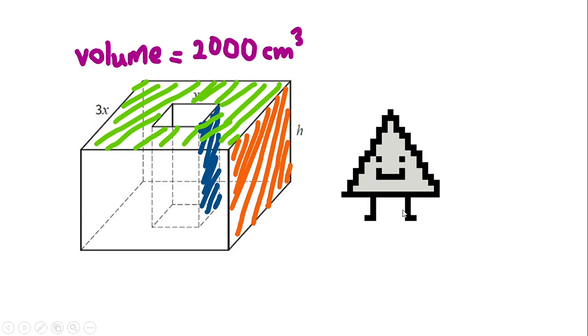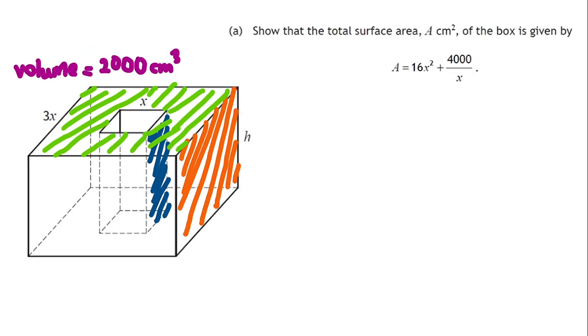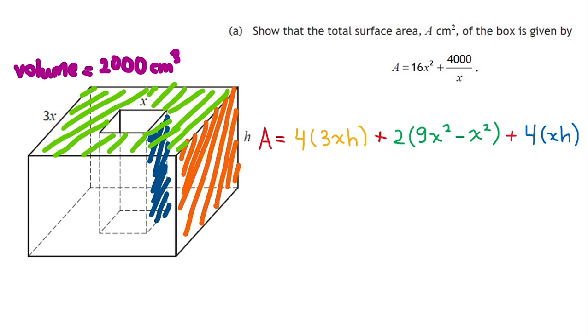4 of the orange shaded sides, which are on the outside, and 4 of the blue shaded sides, which are on the inside. And all of these add up to make the surface area, which is our first question. Show that the total surface area, A cm², of the box is given by A = 16x² + 4000/x. Now first, let's calculate the surface area in terms of x and h.